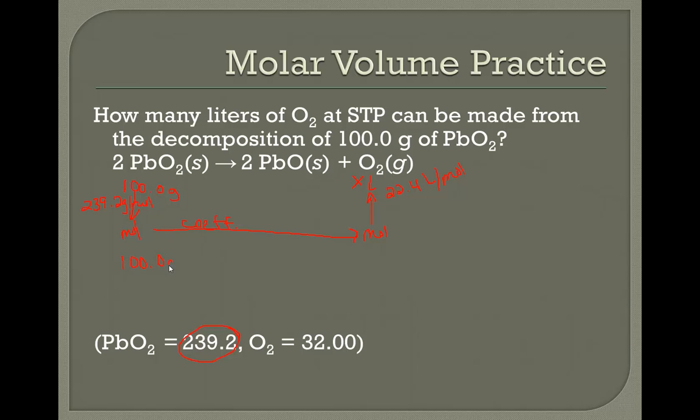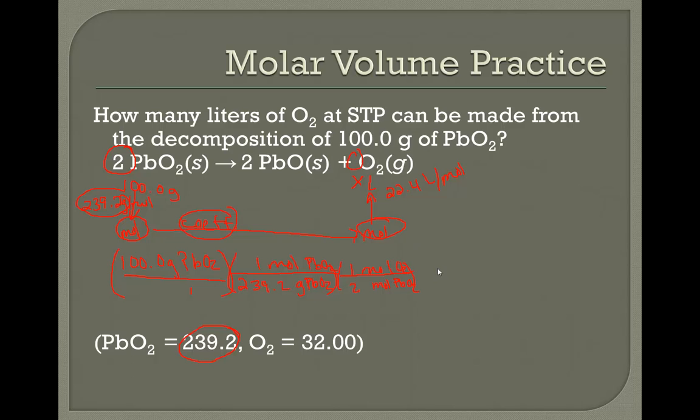100.0 grams PbO2 over 1. We have grams on top, so we're going to put grams on the bottom. And the molar mass that goes with it, 239.2. And that is equal to 1 mole on the top. We have moles of PbO2 on the top, so we put moles of PbO2 on the bottom. And then now we're here, and we're going to be using coefficients to get here. So the coefficient of PbO2 is 2, and then there's 1 mole of O2, because the coefficient is an invisible 1.